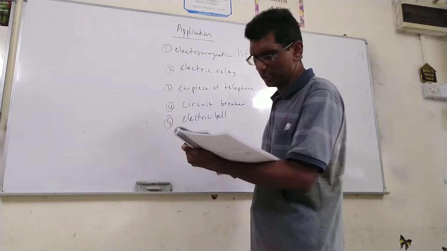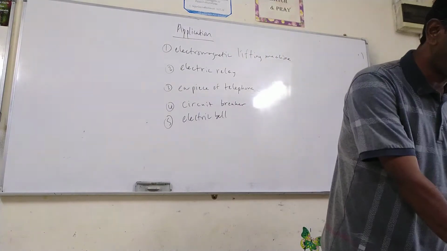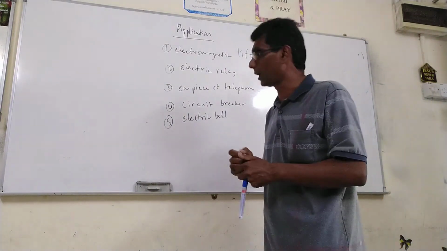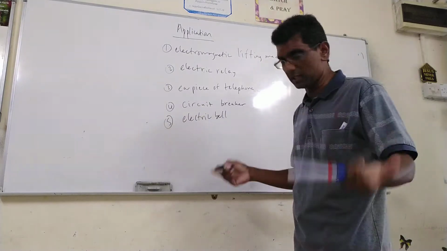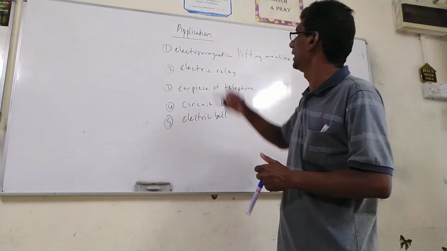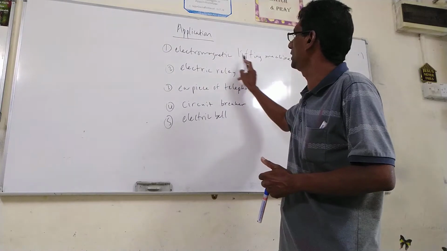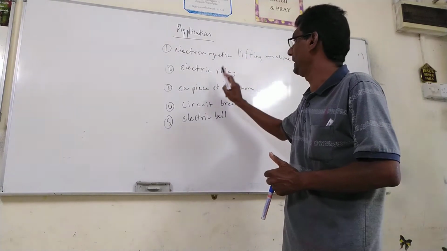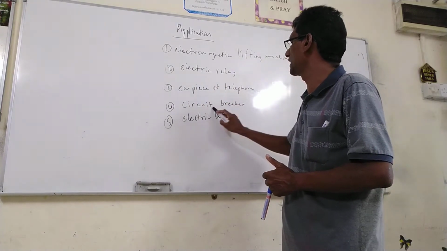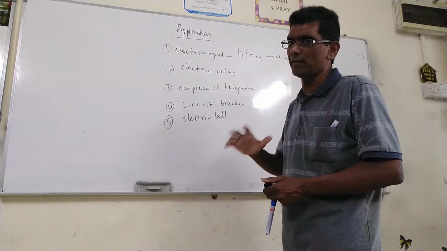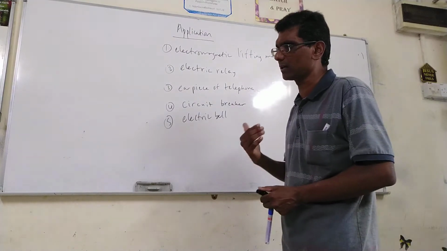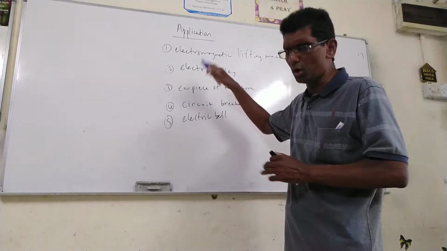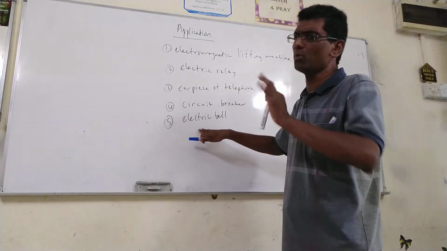I will teach about electric bell in more detail, but I'm not going to teach it today. I'm going to teach you another day, another week. Electromagnetic lifting machine, electric relay, earpiece of telephone, circuit breaker, electric bell. We have to learn electric bell in more detail because sometimes a question comes in the exam. All these things are important, but electric bell is more important.